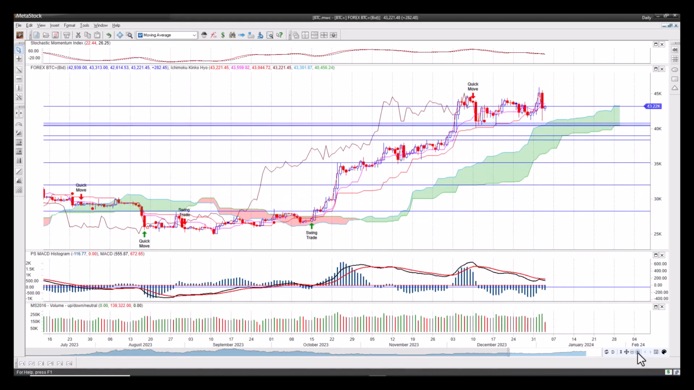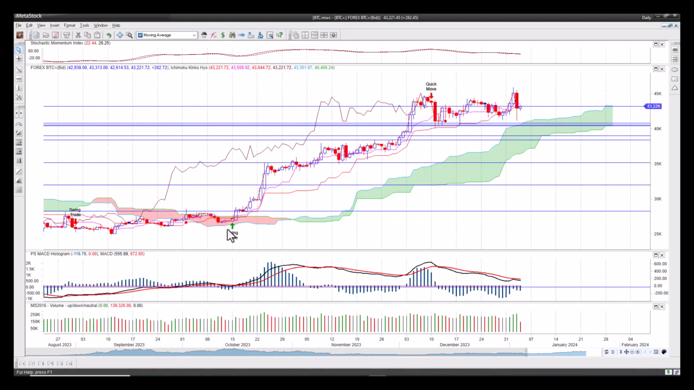Looking at the daily Ichimoku cloud, a beautiful cloud cross buy signal here that coincided very well with the swing trade artificial intelligence generated buy signal. Then we had a very strong rally. You can see here how the turning and standard line of the cloud acted as support all the way to the upside, and then we had a quick short selling signal there, a quick move to the downside.